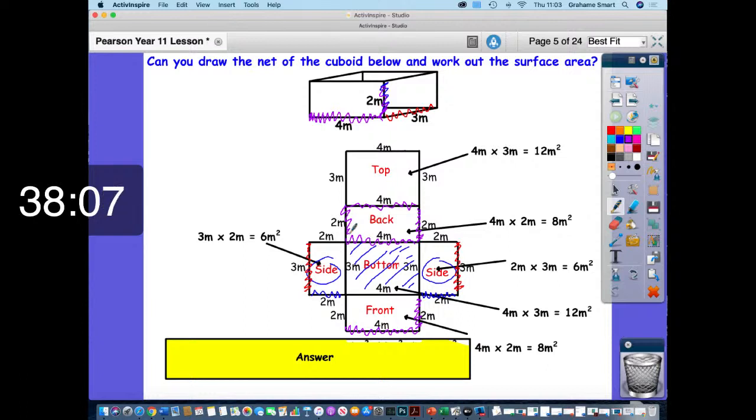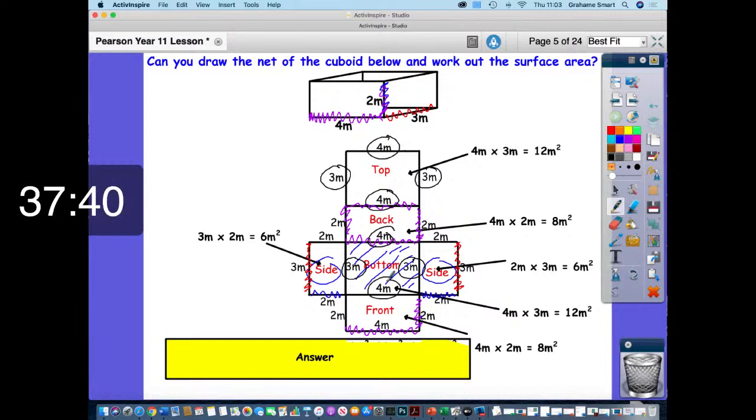And then, of course, the one we mustn't forget is the top. But what do we know about the top of the cuboid? We know the top must be the same as the bottom. And you can see here, I've got the same measurements. I've got 3 meters here and 3 meters here. I've got 3 meters here and 3 meters here. I've got 4 meters here and 4 meters here. And so, likewise there. So you can see that I've deconstructed it nicely. I've drawn the net quite accurately.